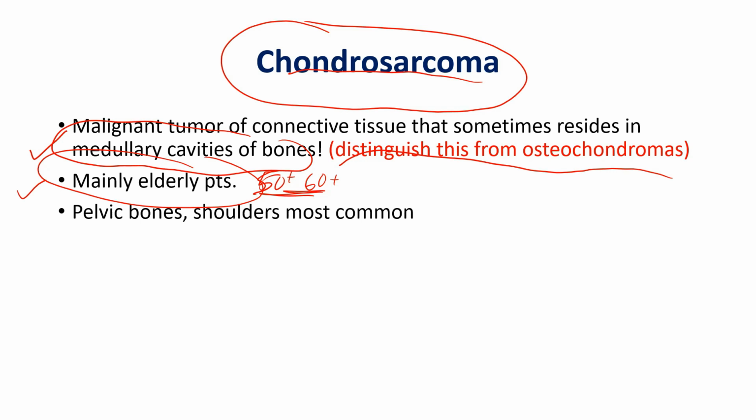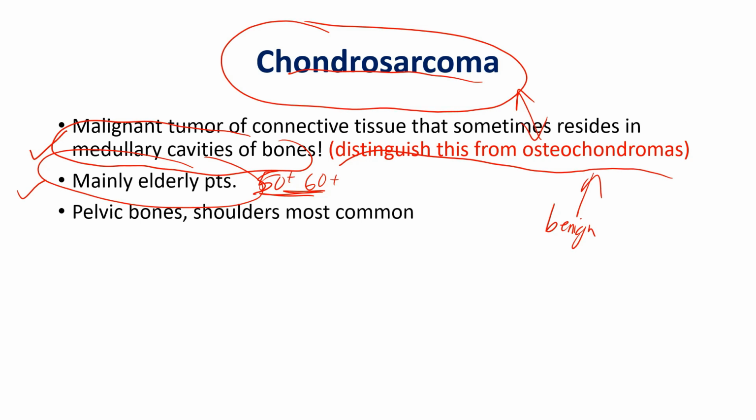Again, if you didn't watch the previous video on benign bone tumors, I give more of a foundation to some of the things that I'm talking about. But this is a benign bone tumor, osteochondroma. Do you see how you could easily mix that up with chondrosarcoma? So don't mix these two up. So what are the differences between the two?